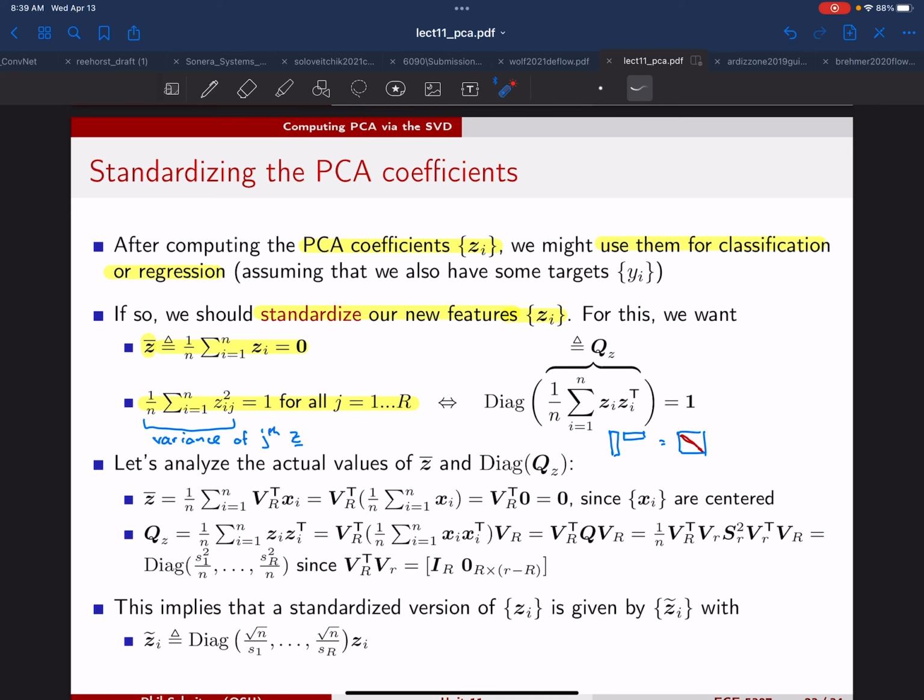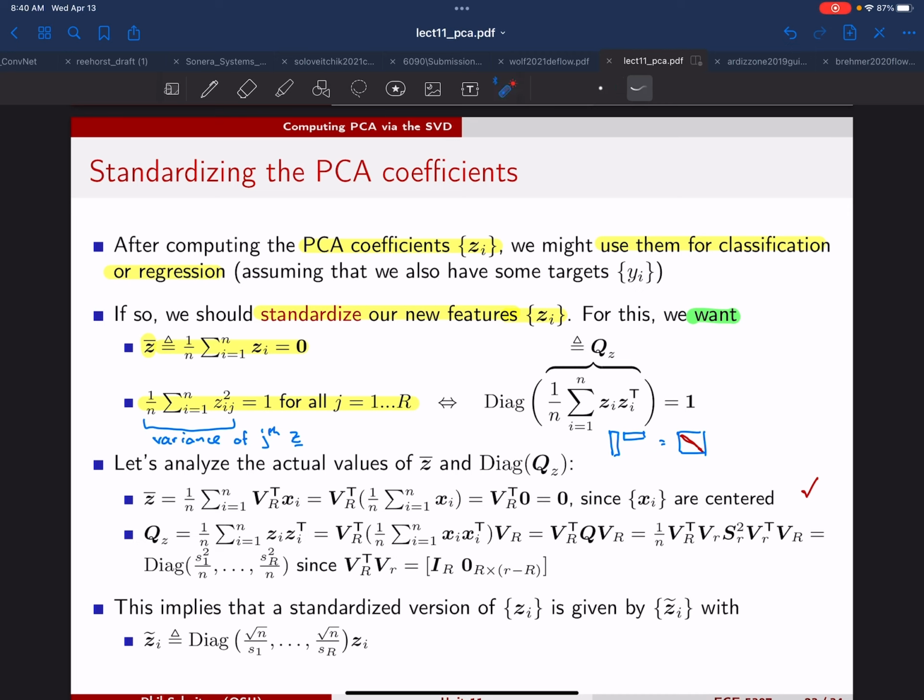Okay, so that's what we want. We want these things. So what do we actually have? Let's take our z bar here, and let's plug in our equation for zi. We know we've created zi by taking our xi's and multiplying by VR transpose. Well, I can move VR outside the sum, and then I have the sample mean of the xi's, but remember that we have already centered them. So that is 0, so therefore z bar is also 0. So that's great. Basically, our z's are already centered. We don't have to do anything additional.